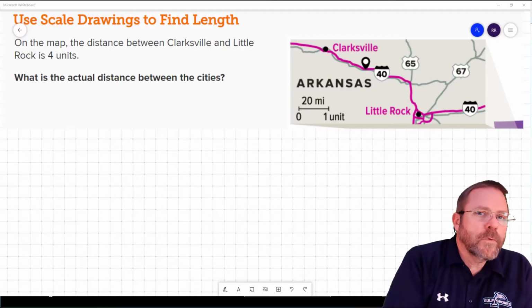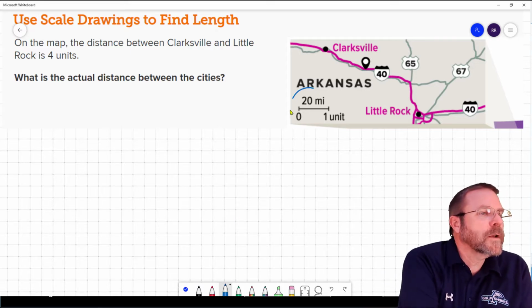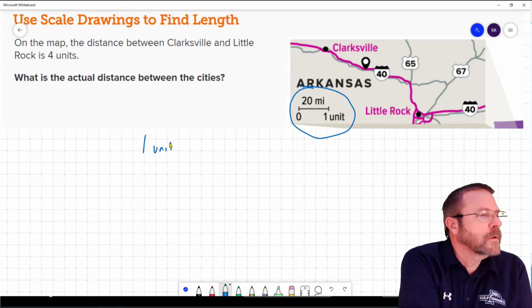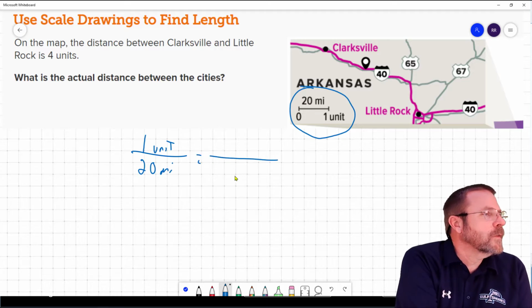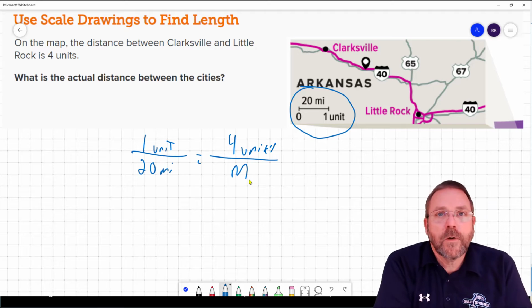When I do it, I'm going to start off by setting up my proportion. The first thing I need to recognize is this right here, that 1 unit is equal to 20 miles. And from there, I can say that that is going to be equivalent to 4 units on the map compared to some unknown number of miles, which I'm going to call M.